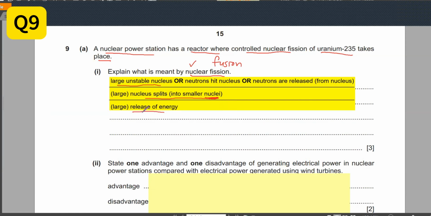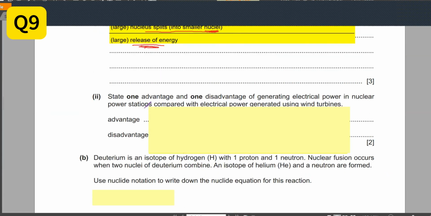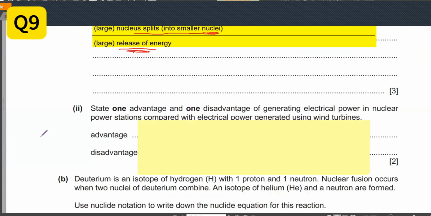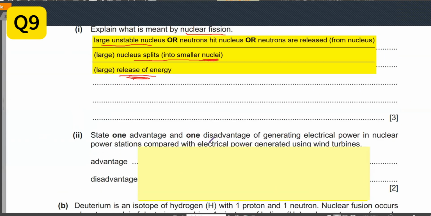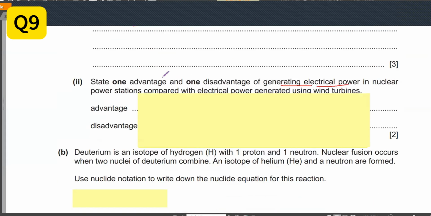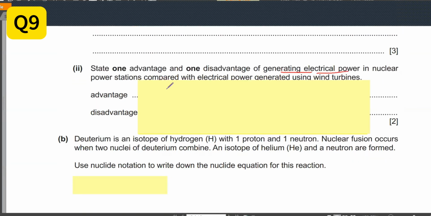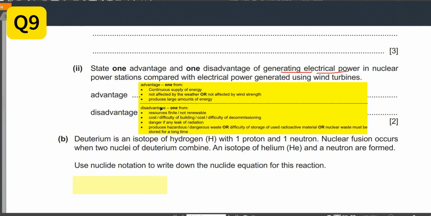Okay, so in both cases, energy will be released. Because energy is released, we can use this idea for generating electrical power. We can convert the nuclear energy into electrical power. We have some advantages and disadvantages for this method of generating electrical energy.